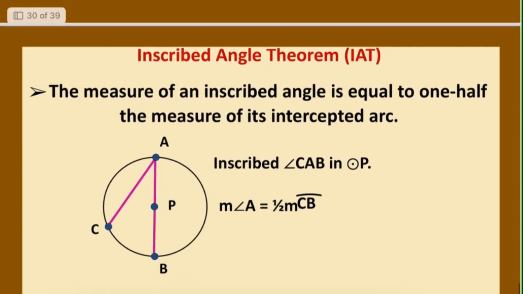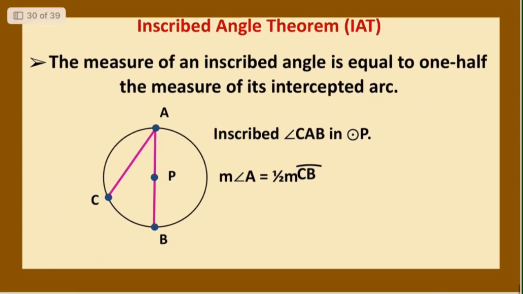Let's continue. Now, this is the theorem that I've been mentioning. The measure of an inscribed angle is equal to 1/2 of the measure of its intercepted arc. So, for example, what you're seeing here, inscribed is angle CAB in circle P. The measurement of angle A is 1/2 the measurement of arc CB. Now, there will be a proof shown after this, but we can try to figure it out here with this slide first.